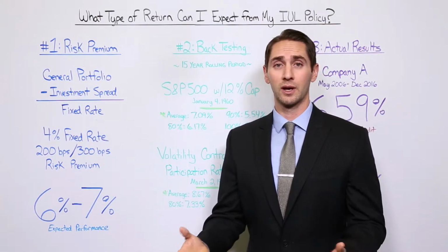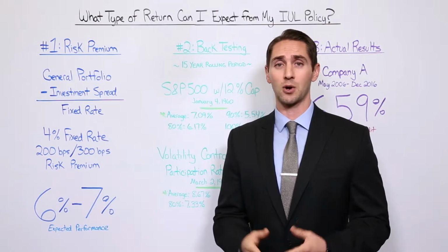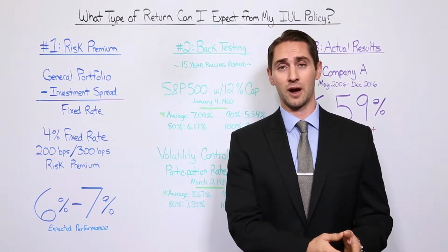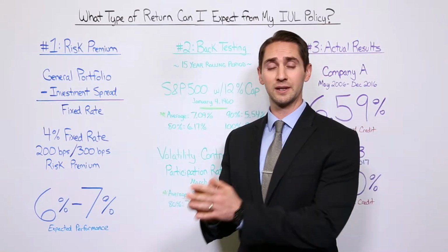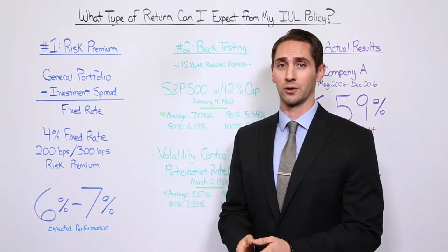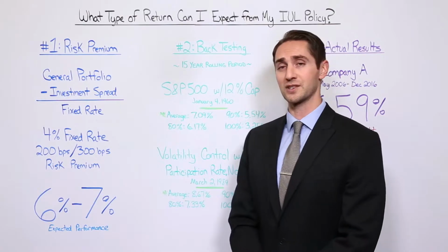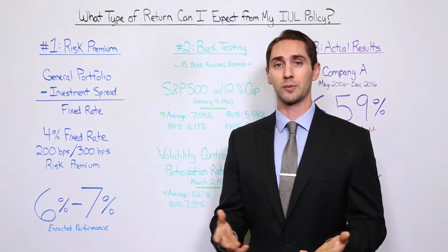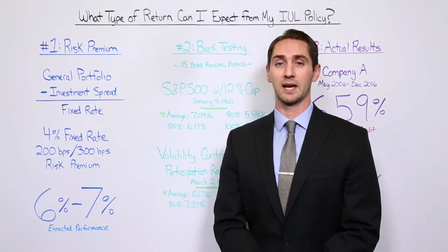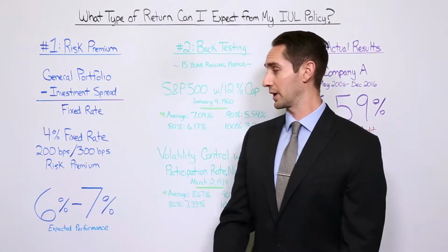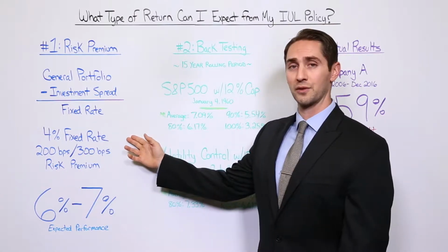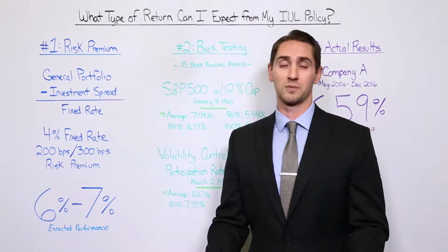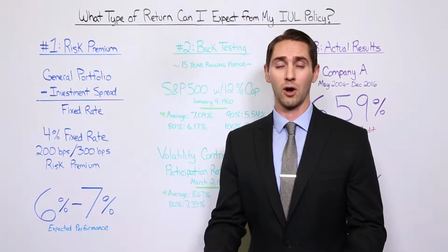to be rewarded. And what the insurance companies have found over periods of time, looking at what they've credited for fixed rates and for index rates for IUL policy owners, is roughly a 200 basis point to 300 basis point risk premium. So roughly a 2 to 3% greater return by taking that level of risk. So again, in our example, rather than receiving a 4% fixed rate, you have the potential to earn, let's say, 6 to 7% over the long run.